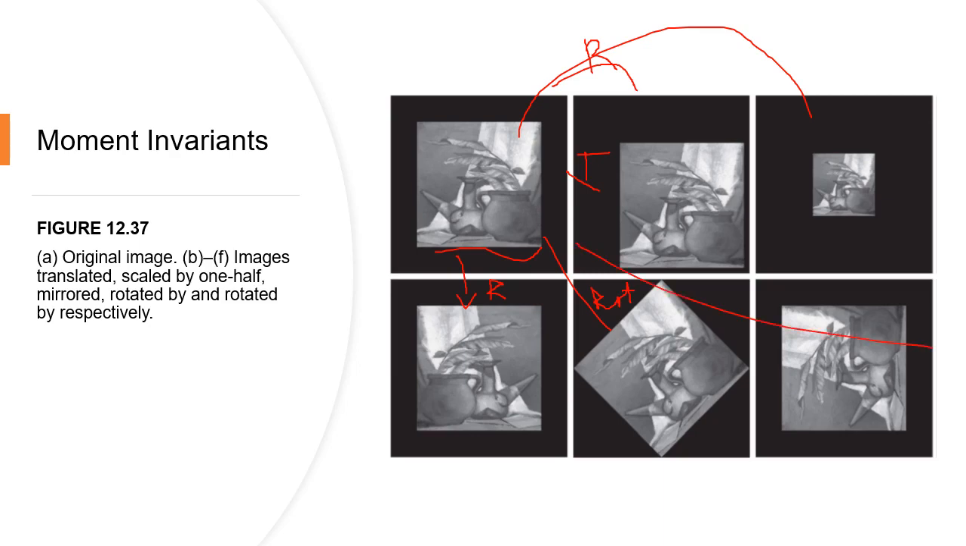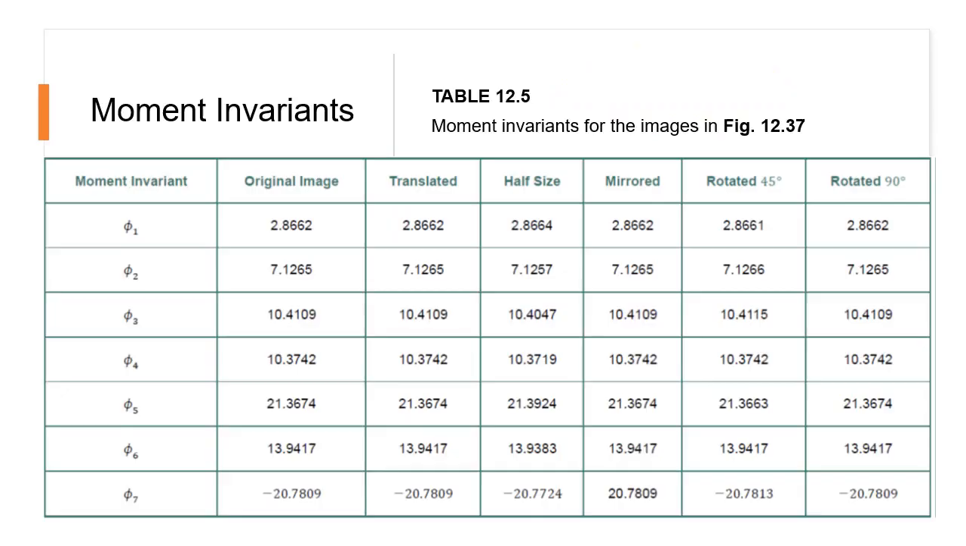And see what are the moment invariance calculated from those rotated and translated objects. So this is the original image, and these are the values for phi 1, phi 2 up to phi 7. And then you can see when the object is translated, half size, mirrored, rotated 45 degrees and rotated 90 degrees, the values are almost not changing.